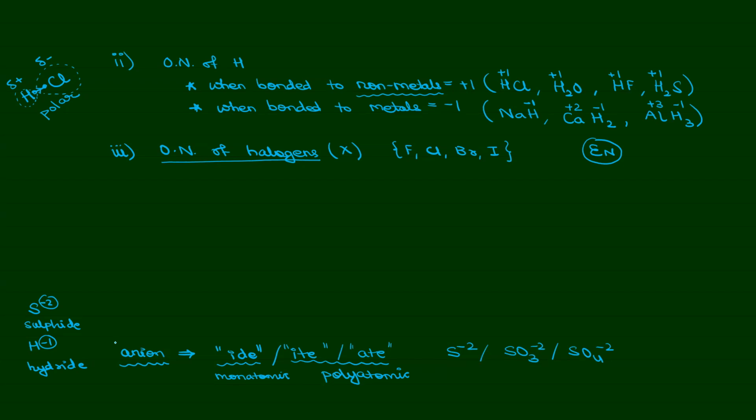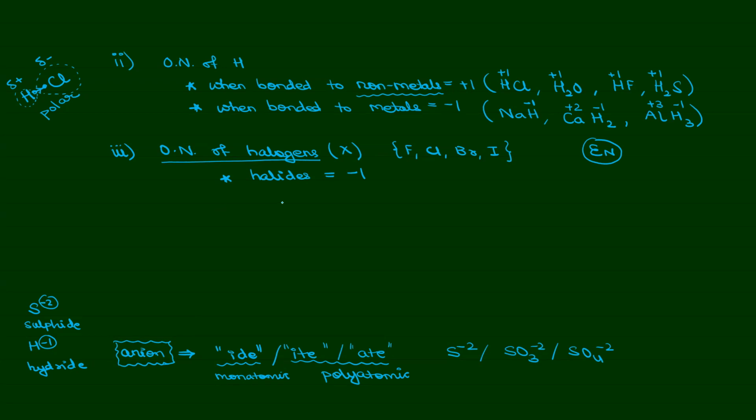This is what you have to learn, this is what you have to understand now. So coming back, the oxidation number of halogens in halides, the name given to fluoride, chloride, bromide, iodide, will be equal to minus 1.